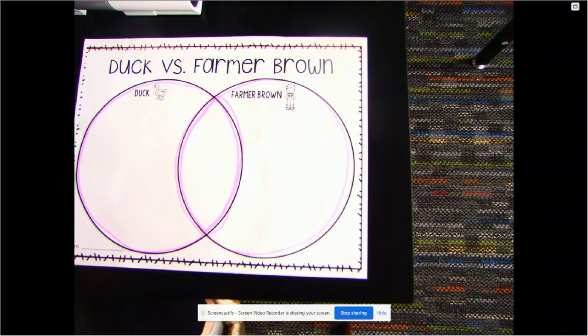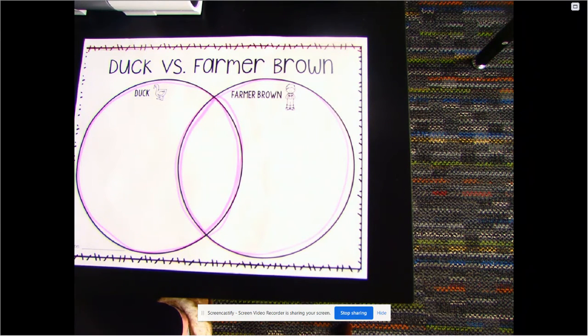So go ahead and grab your Venn diagram paper and a pencil. If you need to pause the video, you may do so to go grab those things. But grab them and come on back, and then we are going to work on this together.